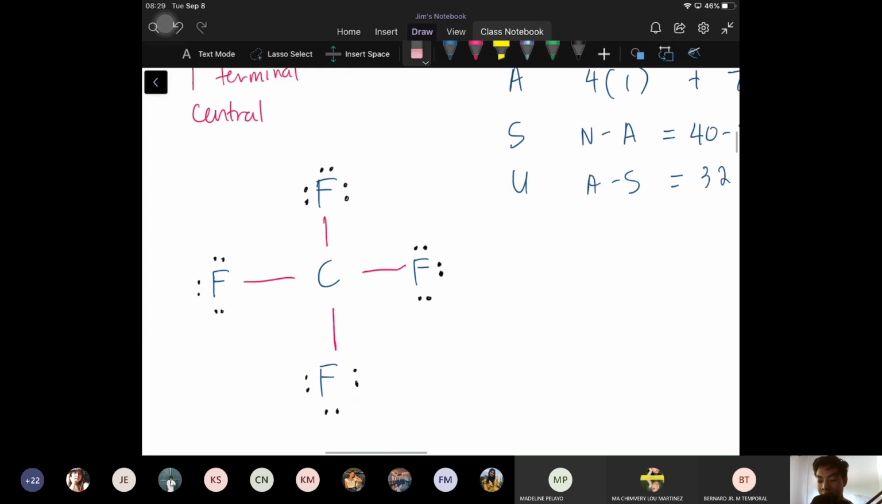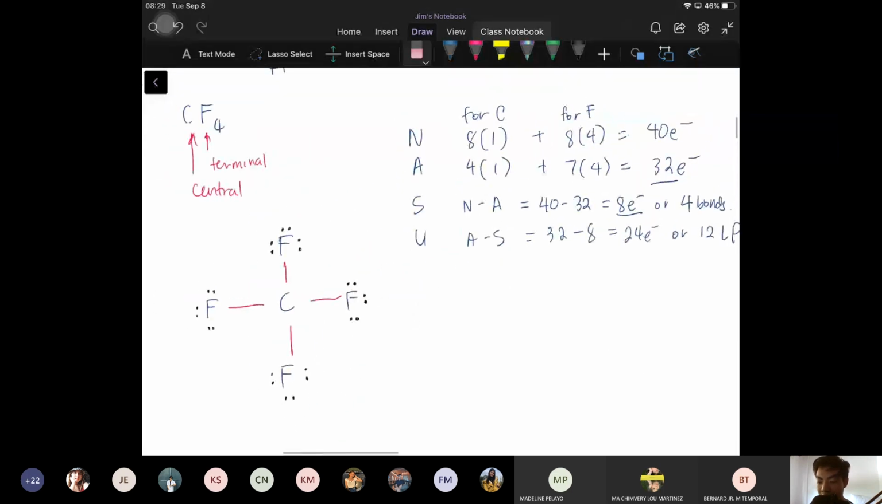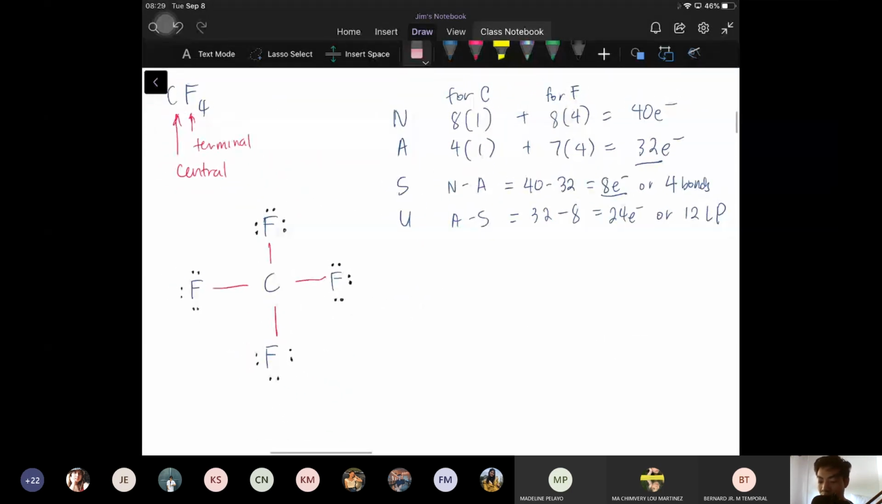So, with that, we already distributed all the lone pairs sa terminal atoms. Ubos na yung lone pair natin. Okay, so with that, our structure is almost complete na. So all you have to do is just to verify kung na-follow yung octet rule. 8 for fluorine, ginawa na natin yon while we are distributing the lone pairs. Yung 8 sa carbon, bilangin din natin.